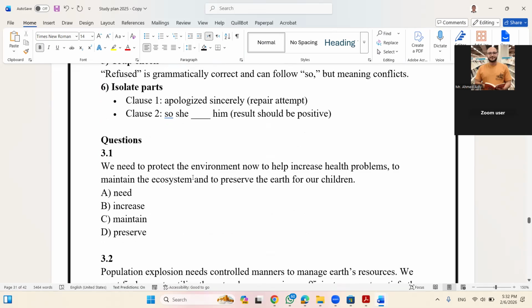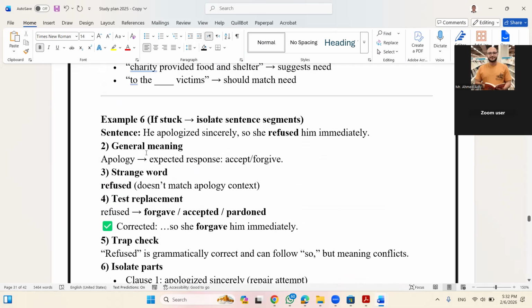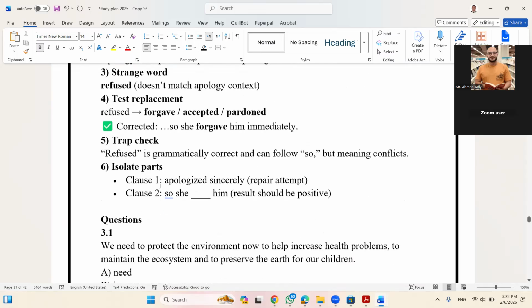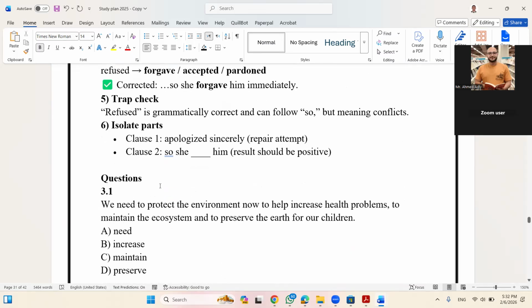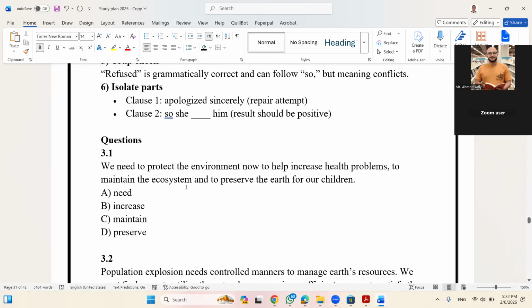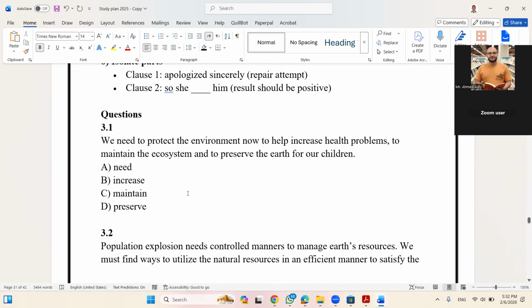Now let's go and practice. Again, number one, understand the meaning of the sentence. Number two, try to spot the strange word. Number three, try to replace it with something else. Check the traps, especially grammar traps. If it's a little bit complicated, try to break it into parts. Question number one. The floor is yours.